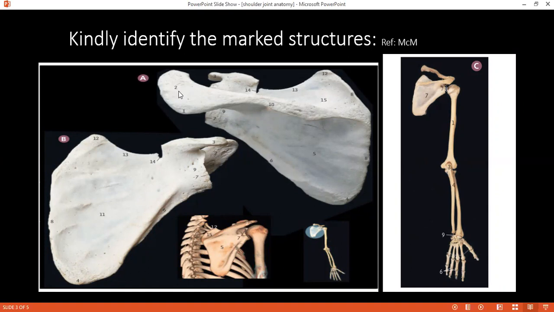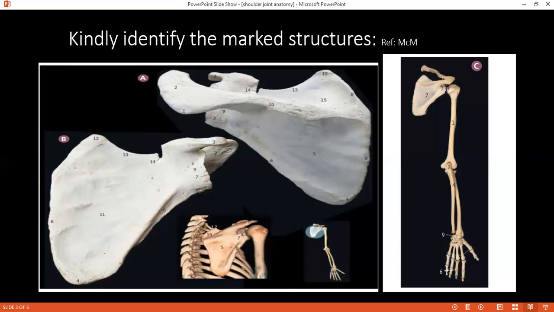This is acromion. Okay, one, please. Acromion angle. All right, what is 10, please? Spine of scapula. Can you please tell me what are the muscles which are inserted here above and here below? Above is inserted supraspinatus in supraspinous fossa, and below is infraspinatus in infraspinous fossa.